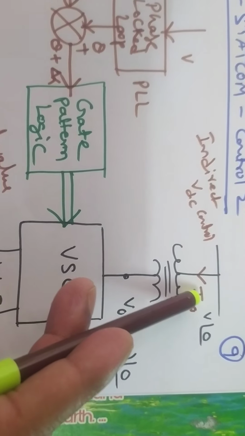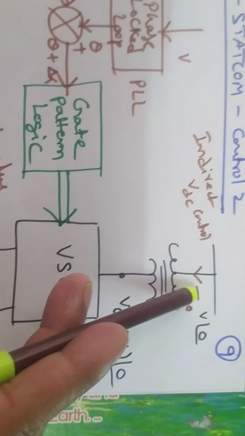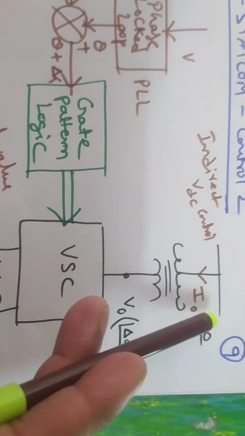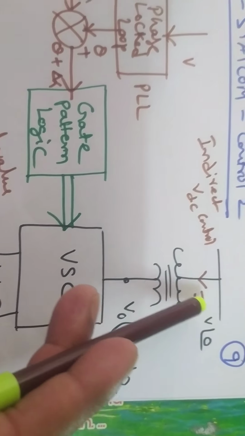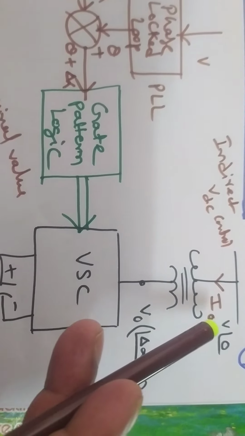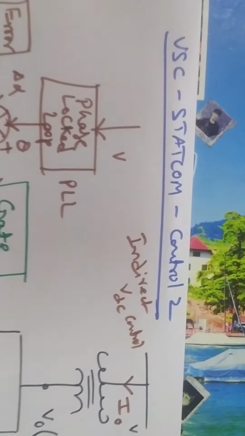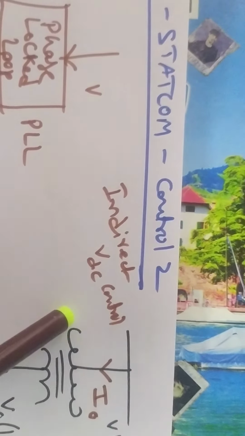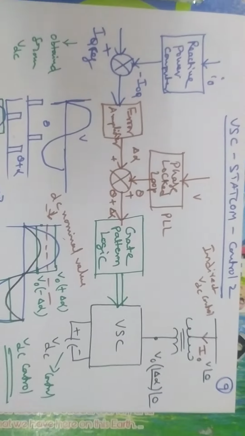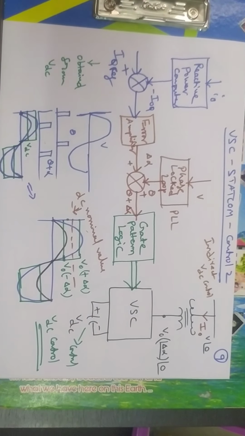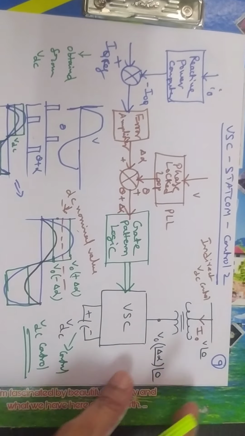When I naught is leading with the V, it supplies the leading reactive power. When I naught is lagging with the V, it supplies the lagging reactive power. So this is called indirect DC voltage control. This is the complete control circuit along with the waveforms.